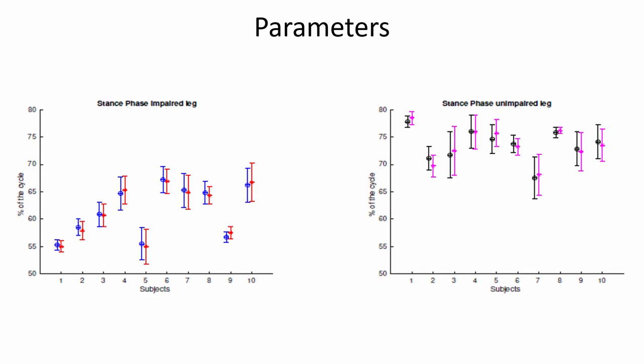What is the meaning of the x and y axis? Sorry. Here the x is the subject. So we had 10 subjects, and this is the mean and the standard deviation for subject number one. A subject, you mean person or patient? And on y, we have the percentage of the cycle, and it means that if you take as 100% the cycle, how much time you are touching the ground, that is the stance phase. And the other one is exactly the same as this, but computed for the unimpaired leg.